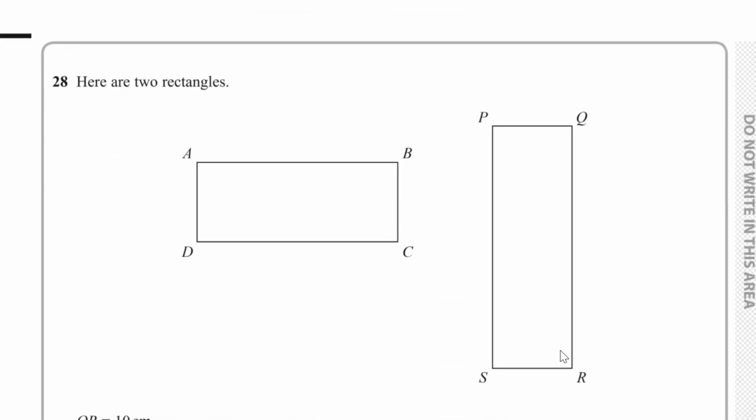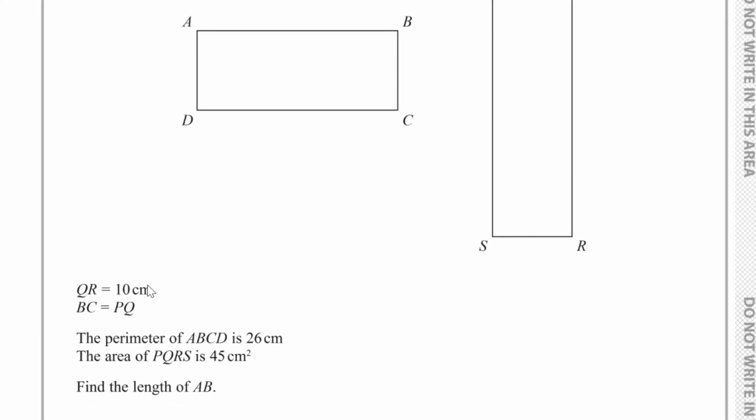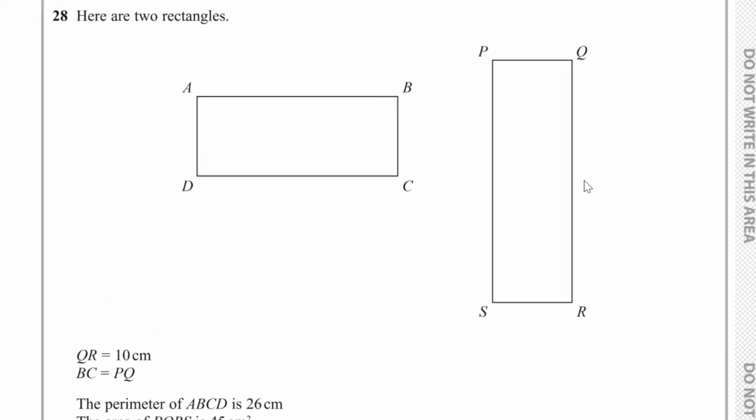Question 28, we've got 2 rectangles here, A, B, C, D and P, Q, R, S. QR is 10 centimeters, so let's just add this here. We have 10 centimeters here, so therefore this is also 10 centimeters. BC is equal to PQ. Well, I don't know the length of PQ, but if I call it X, for example, X centimeters, then this is also X centimeters.